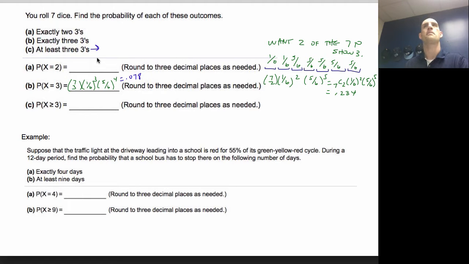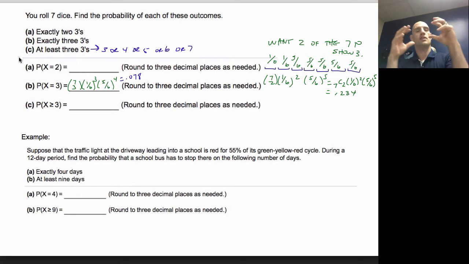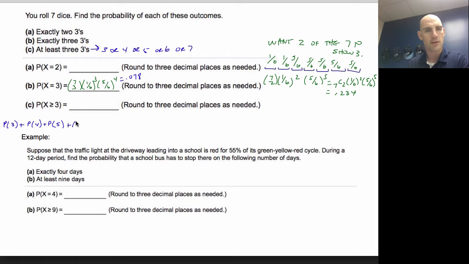Well, this means at least 3. It could be 3 or 4 or 5 or 6 or 7. And so there's actually 2 ways to do this. To combine these probabilities is to say it could be 3, it could be 4, 5, 6, or 7. And so because this is a combination, well, combination is not the right word, it's a sum of all of these probabilities. So we have to add the probability of 3 plus the probability of 4 plus the probability of 5 plus the probability of 6 plus the probability of 7.